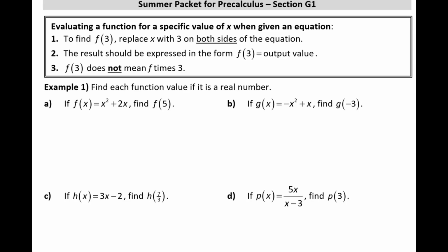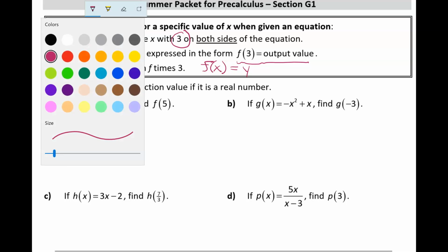Whenever we have a specific value of x given, for instance if I want to find f of 3, that means you're going to replace the x in f of x with 3 on both sides of your equation. Then the result it's going to give you is f of 3 equals a number. Remember, that does not mean f times 3. What it means is that f of an x value equals the y value. So whenever we give an answer in that way, when x and y are numbers, that tells us a point on the graph.